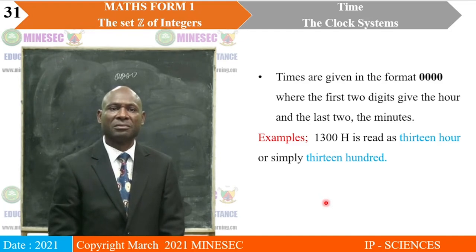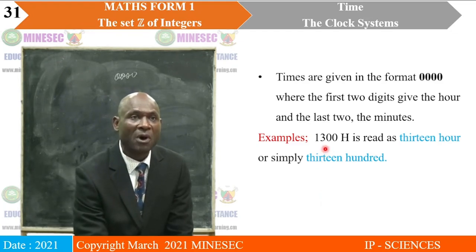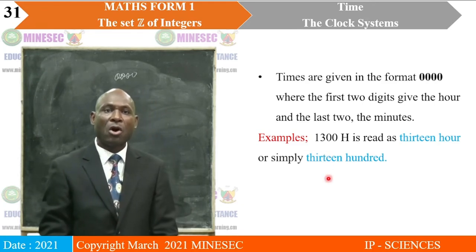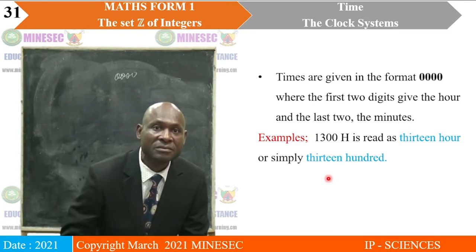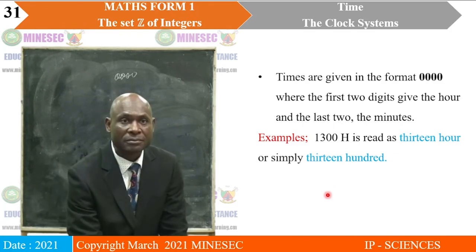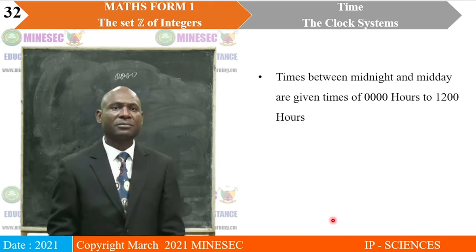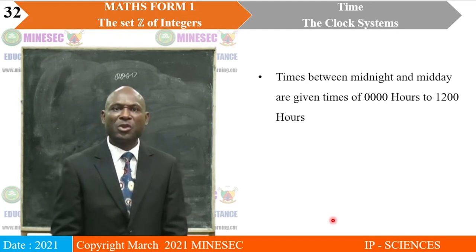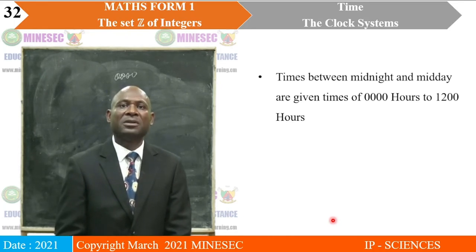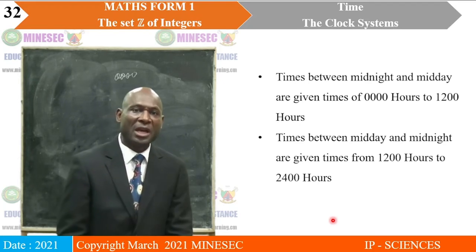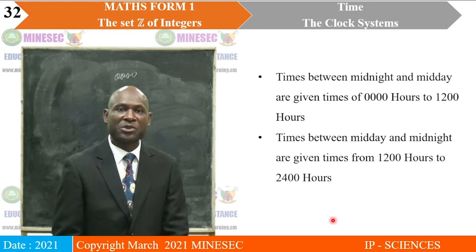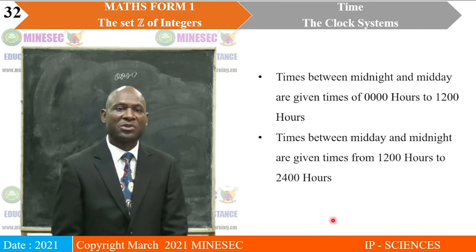Example. This time is given using the 24-hour clock, which reads 1300 hours. Or you simply read it 13 hours. That's how the time is read. Times between midnight and midday are given as times of 0000 hours to 1200 hours, that we have seen. Times between midday and midnight are given as times from 1200 hours to 2400 hours.